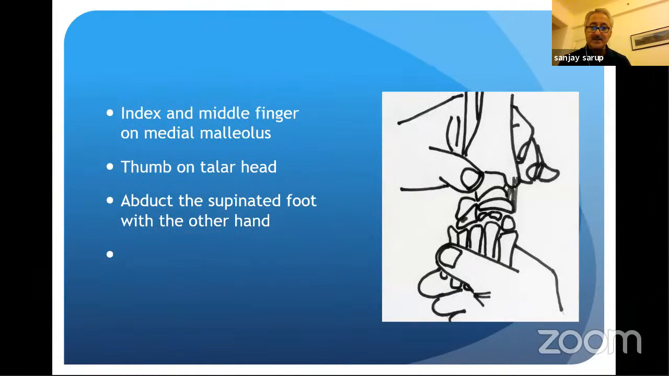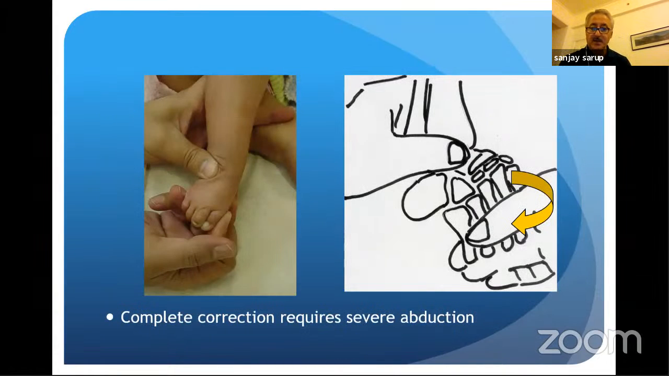And remember, the index and the middle finger are on the medial malleolus, the thumb is on the talar head, and you abduct the supinated foot with the other hand. That's the way you reduce it, and you apply a plaster. And complete correction usually requires a severe abduction. That means you take it well beyond the point of what is considered normal alignment of the foot.